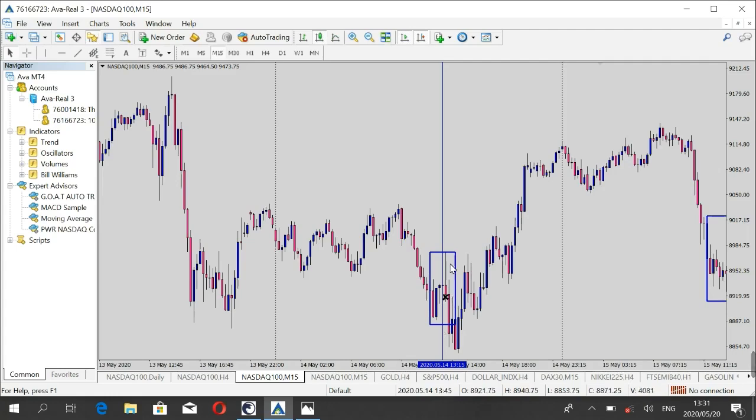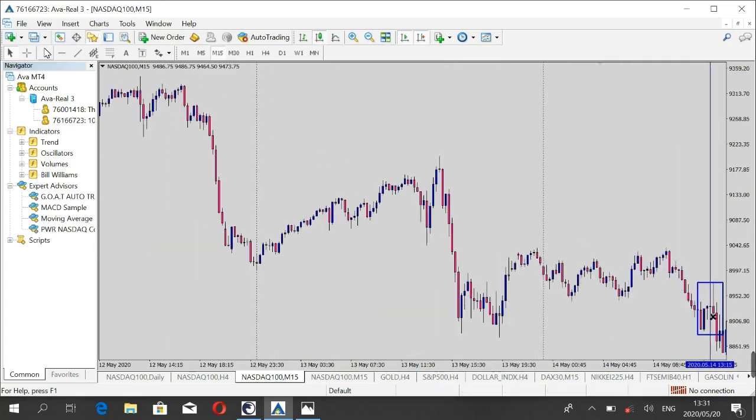As you can see here, there was a rejection. Look, price came up here and then rejected and then started dropping. Can you see that? So in this case, it's advisable not to trade when you have a Doji candlestick, because it's unpredictable. Anything can happen.